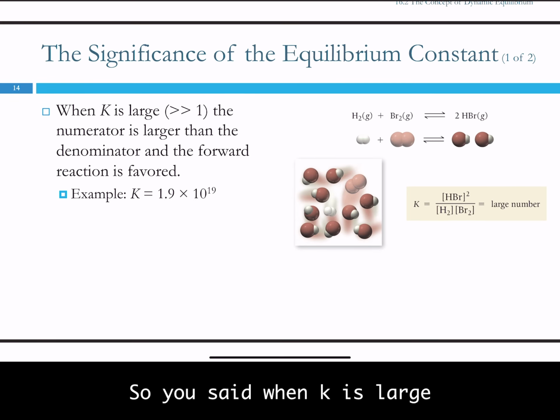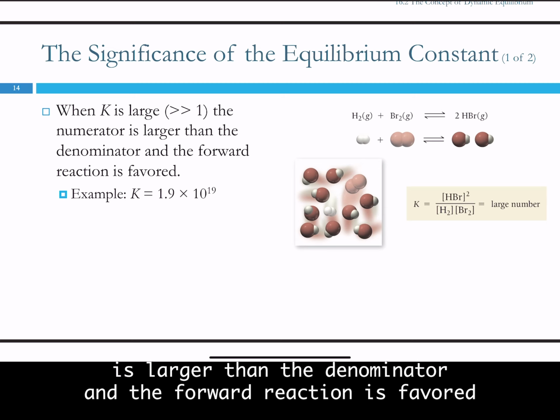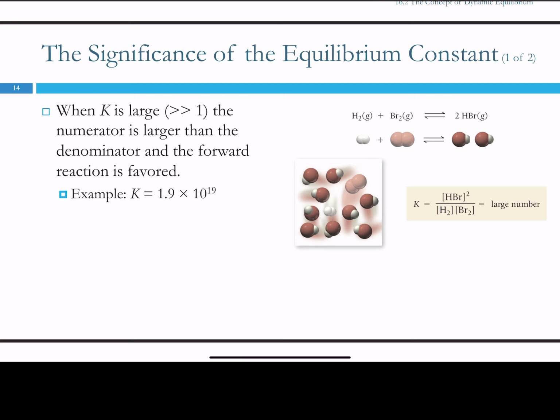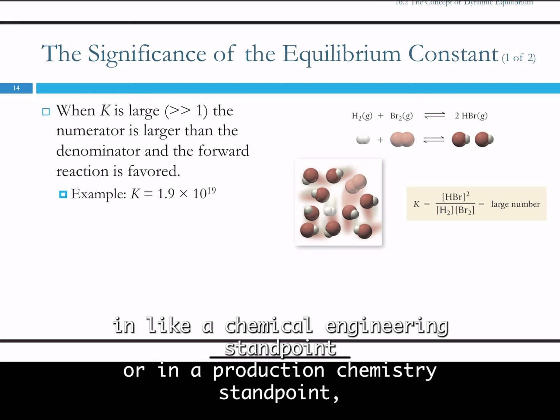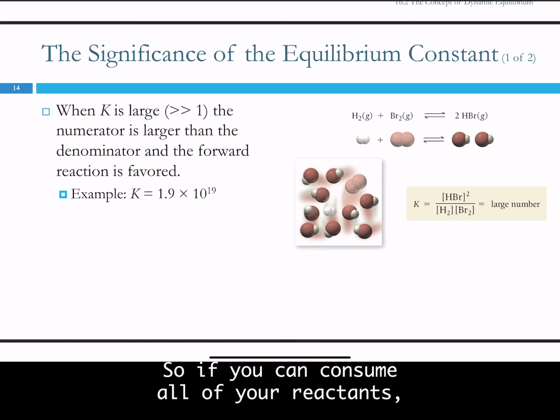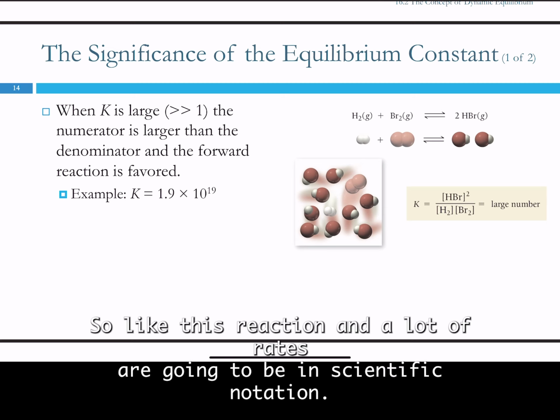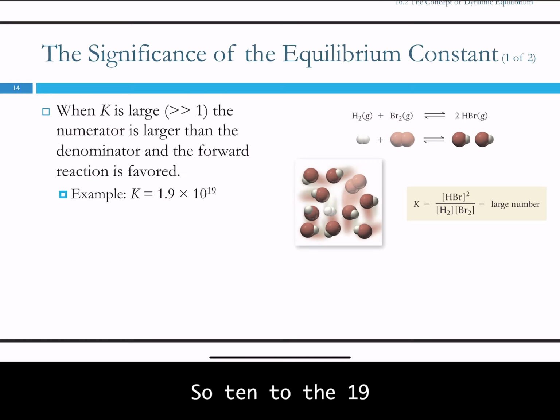So we said when K is large, a lot greater than 1, the numerator is larger than the denominator and the forward reaction is favored. From a chemical engineering or production chemistry standpoint, you want a large K because you want to make as much product as possible. If you can consume all of your reactants, that's a more favorable reaction. Like this reaction, a lot of K values are going to be in scientific notation, so 10 to the 19 rather than 25 in the simulation.